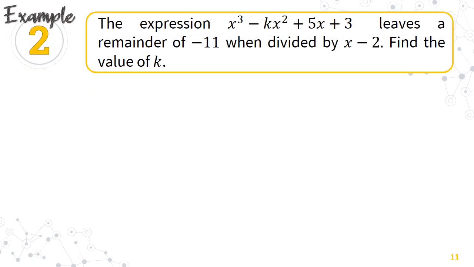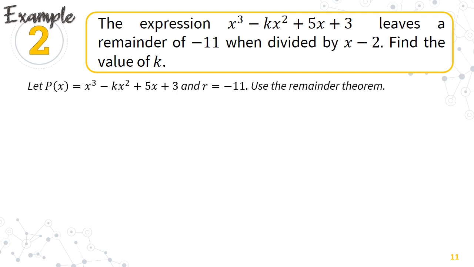Let us have another application of the remainder theorem. The expression x cubed minus kx squared plus 5x plus 3 leaves a remainder of negative 11 when divided by x minus 2. Find the value of k. To solve for this problem, we have to let p of x equals x cubed minus kx squared plus 5x plus 3 and r is equal to negative 11. Using the remainder theorem, we have p of 2 is equal to negative 11.